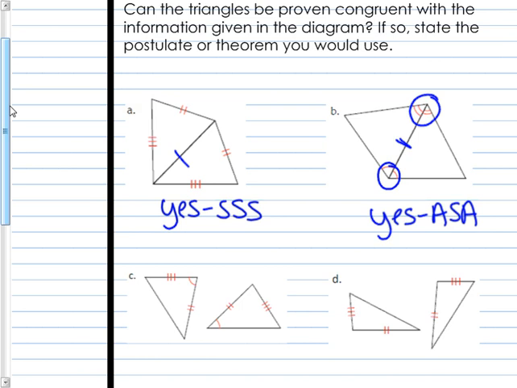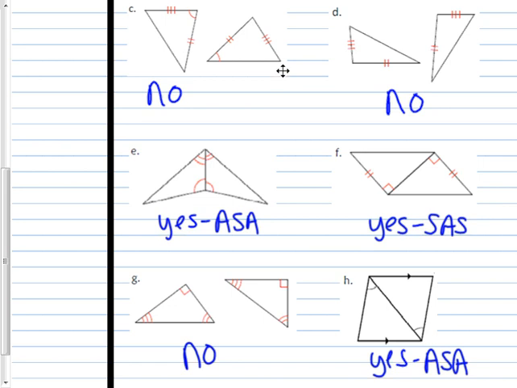Okay, I want you to pause the video and attempt to do C through H on your own. Okay, you're only proving it 3 ways: side, side, side, angle, or side, angle, side. Do your best, and then we'll check it at the end. Okay, guys, go ahead and check your answers. We'll go over them together.